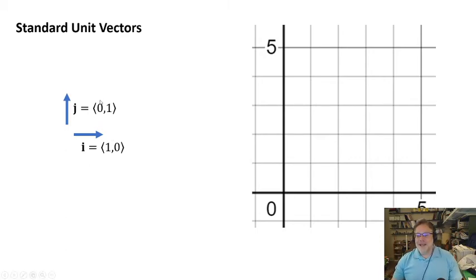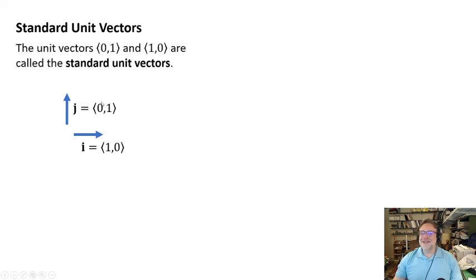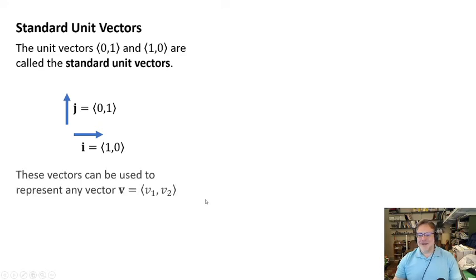This has an x component of 0 and a y component of 1. This vector is pointing specifically in the y direction here. And we traditionally label these vectors as i and j. Do not ask me why, but that's just the convention that I was introduced to when I was taking trigonometry as well, and it works fine. So the unit vectors 0, 1, and 1, 0 are called the standard unit vectors. And these vectors can be used to represent any vector anywhere in this 2-dimensional plane.